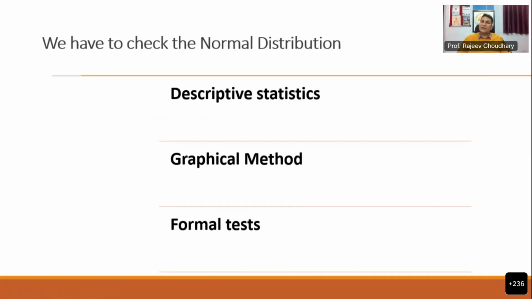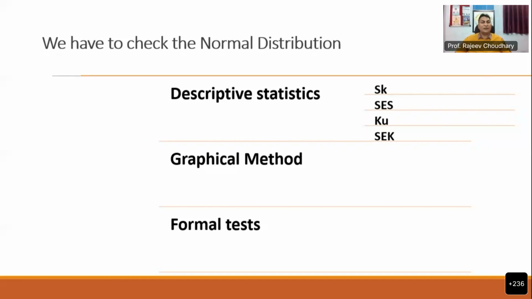What do you mean by descriptive statistics? We know that descriptive statistics means all measures of central tendency, that is mean, median, mode, and all measures of variability, that is range, quartile deviation, mean deviation, standard deviation, as well as skewness and kurtosis. If our objective is to test the normal distribution, then we do not require all the descriptive measures. We require only 4 descriptive measures, and these are skewness, standard error of skewness, kurtosis, and standard error of kurtosis.